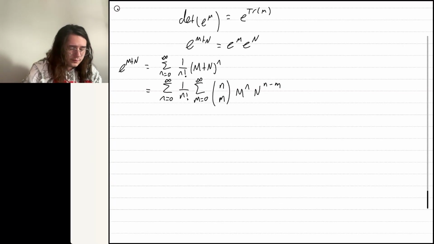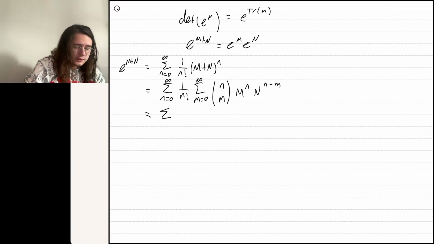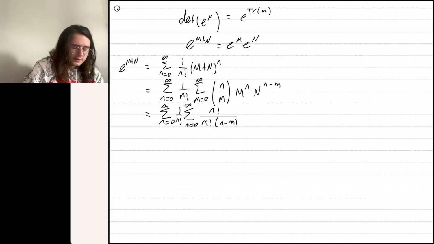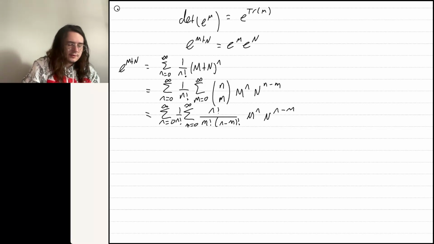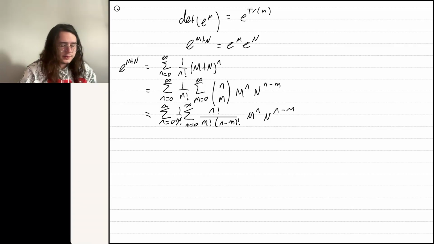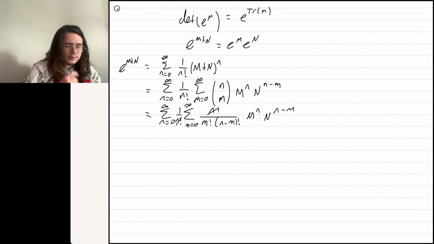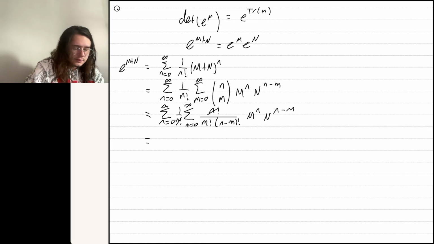And so what does the binomial coefficient actually look like? I think that's a thing worth expanding out, because it is n factorial over m factorial times n minus m factorial on the bottom, and this is still M to the m and N to the n minus m. This n factorial that we had from the Taylor expansion cancels out this factorial that was in the binomial theorem.